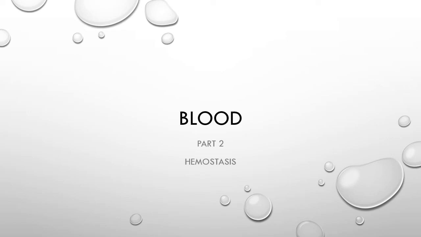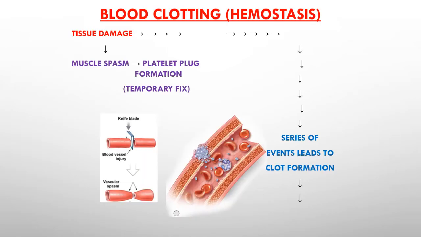Now that we've looked at the content of the blood itself, we can take a look at what happens when we start to lose the blood, because the blood is only supposed to be in the blood vessels or the heart. If it is leaking out because we have damage to a blood vessel, we need to be able to stop that very quickly. So, any kind of tissue damage that ends up damaging the blood vessels themselves.